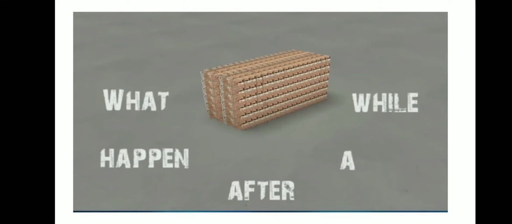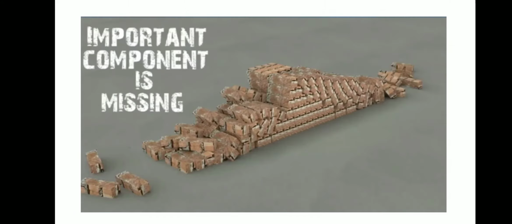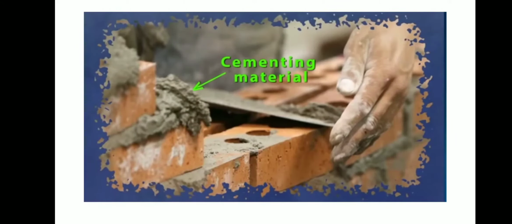What happened after a while? It collapsed. Why is it collapsing? Yes, some important component is missing here. Can you guess what it is? Very good. Cementing material is missing. Without this cement, if I arrange the brick one over the other, there is no use, isn't it? The wall is not going to be strong enough.